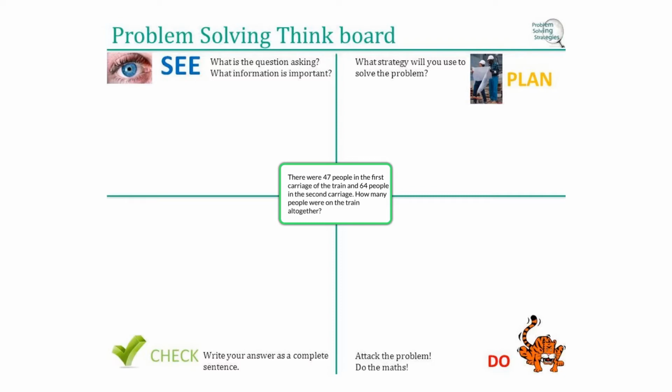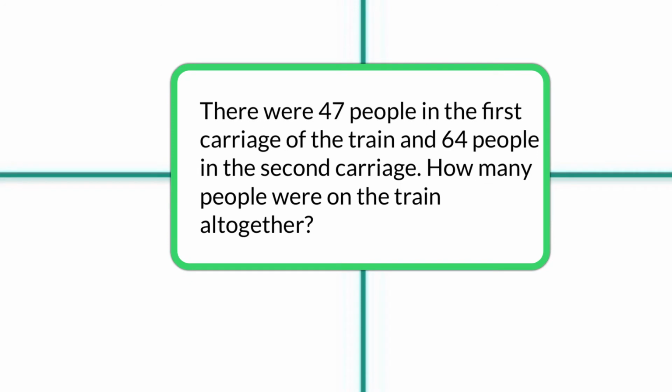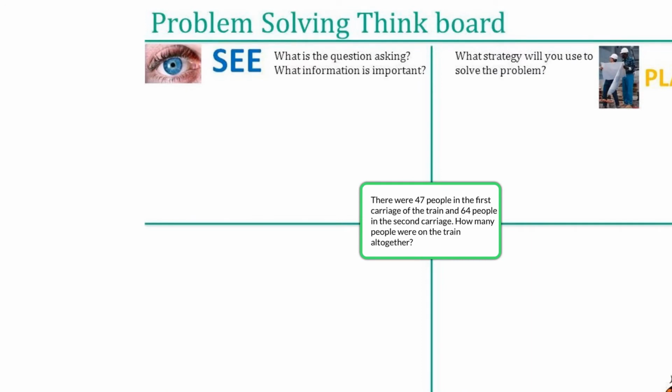Alright, let's have a look at this question. There were 47 people in the first carriage of the train and 64 people in the second carriage. How many people were on the train altogether? Okay, so in the first section I'm really going to figure out what this question is asking and what the important information in this question is.